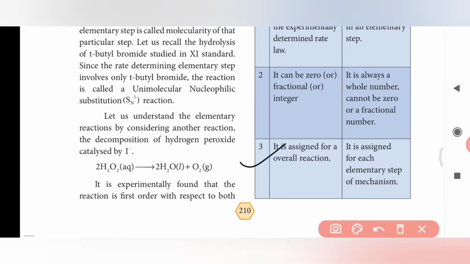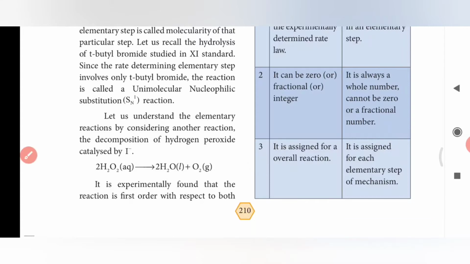If you want to find the overall order for the reaction, you add the order of each reactant, which is given in the power. And molecularity is assigned for each elementary step of the mechanism. Each step is the determining step in the molecularity of a reaction.